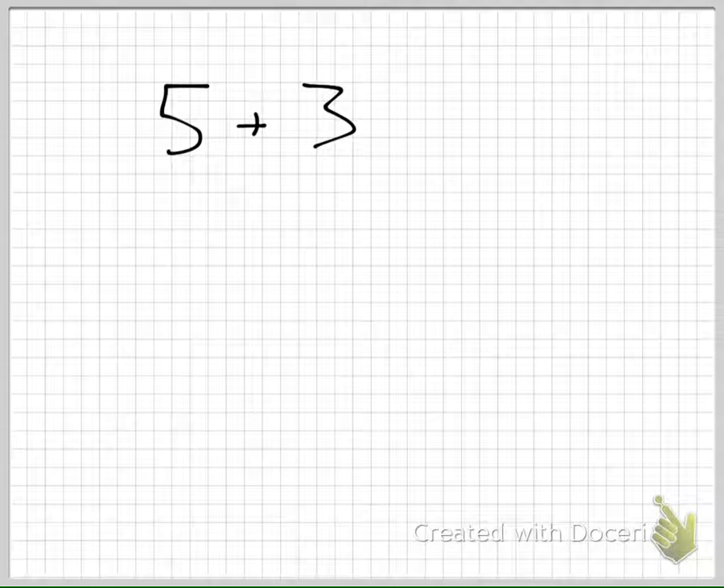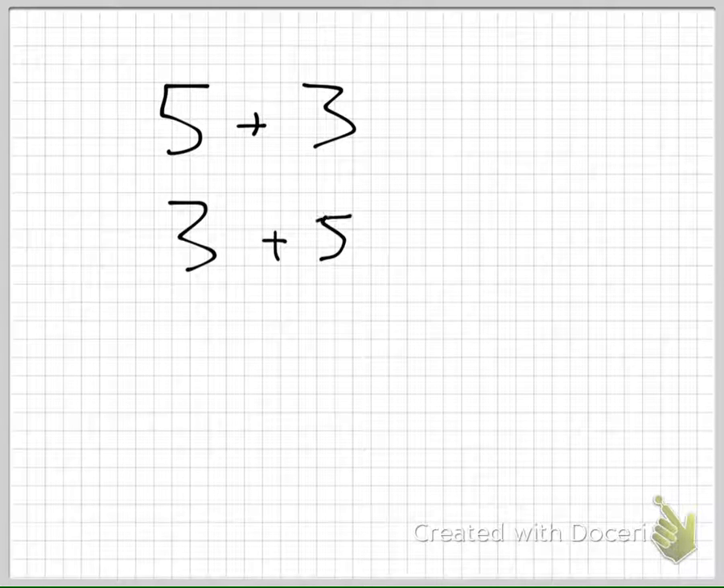There are different, I call them rules. There are properties of numbers. Okay, here's the deal. What is 5 plus 3? 8, okay. What is 3 plus 5? 8. See, that's a rule that you know. You know that if you take two numbers and you add them together and you switch them, the answer is still the same, right?